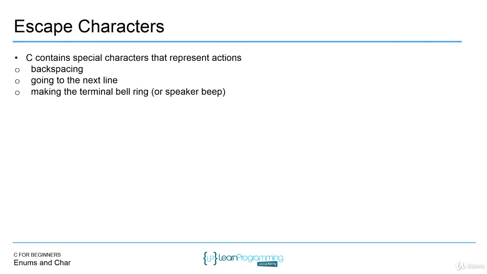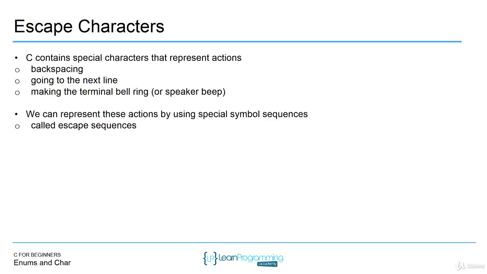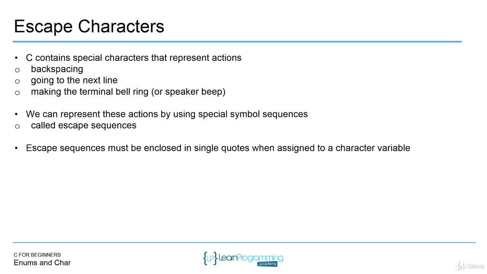Escape characters. This is a specific term that you're going to hear about, where basically it's a special character that represents an action in the C programming language. So for example, you can have a special character that represents a backspace, or a special character that represents the new line, or a special character that represents the terminal bell ring. And you can represent these actions by using basically an awkward symbol, like a character inside single quotes. And I'm going to give you some examples. These are also called escape sequences. These are special characters that represent actions. So escape sequences are also enclosed in single quotes when they're assigned to a character variable.